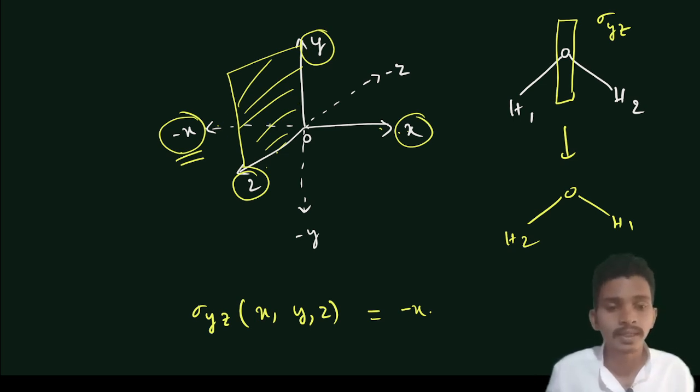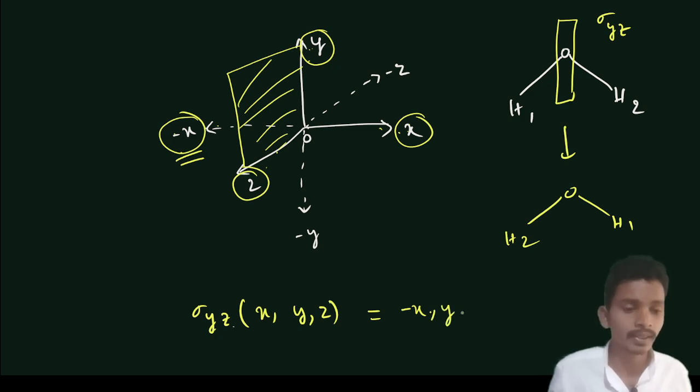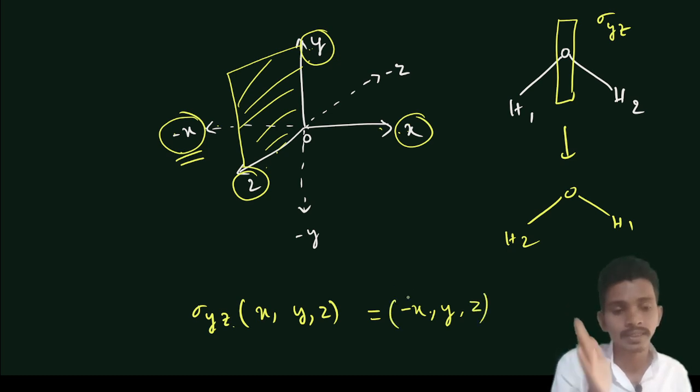Similarly, if the plane contains the y and z axes, then since the plane contains y and z, these will not change. Since x gets reflected, because the plane is here, it will be reflected to this direction. So only x will change sign, and whatever is contained in the plane will remain as it is, because that is contained in the molecule. The plane is passing through the y and z axes, so these will not change. I already discussed why: because that is contained in the molecule.